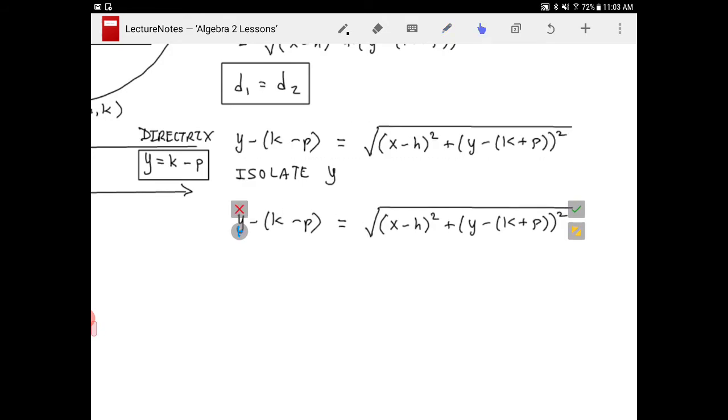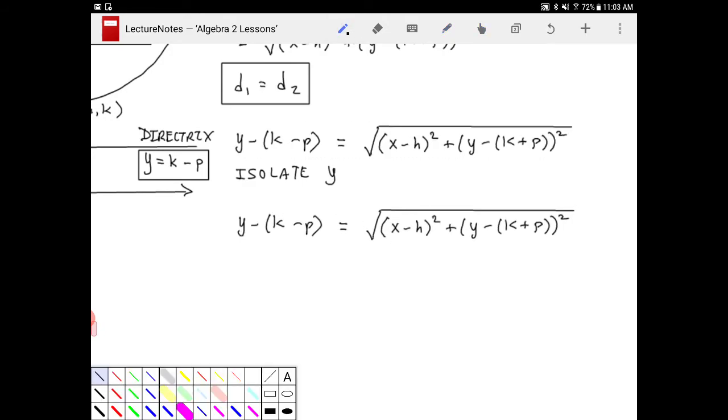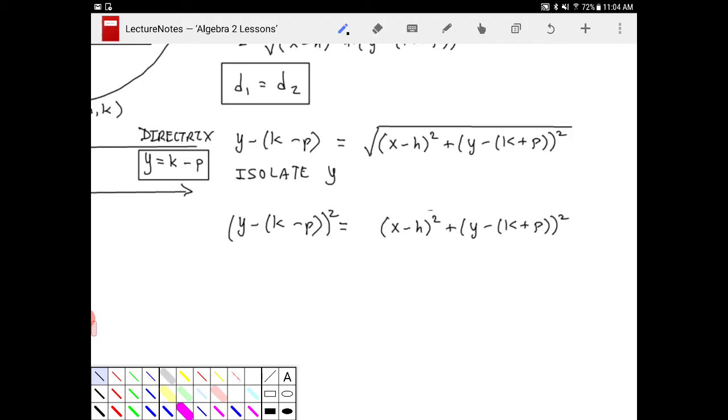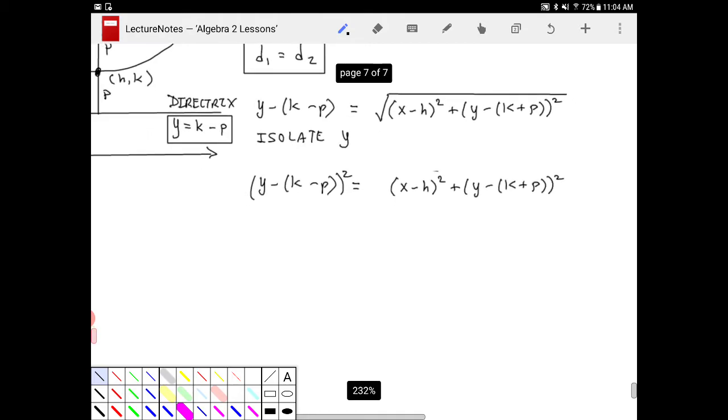What will happen is all of this on the left-hand side will get squared, and the part involving a square root on the right-hand side won't have a square root anymore, so that will go away, and on the left-hand side we are just going to square it. On the left-hand side, we are going to try to FOIL this using structure. So this is y squared minus 2 times y times k minus p plus k minus p quantity squared.